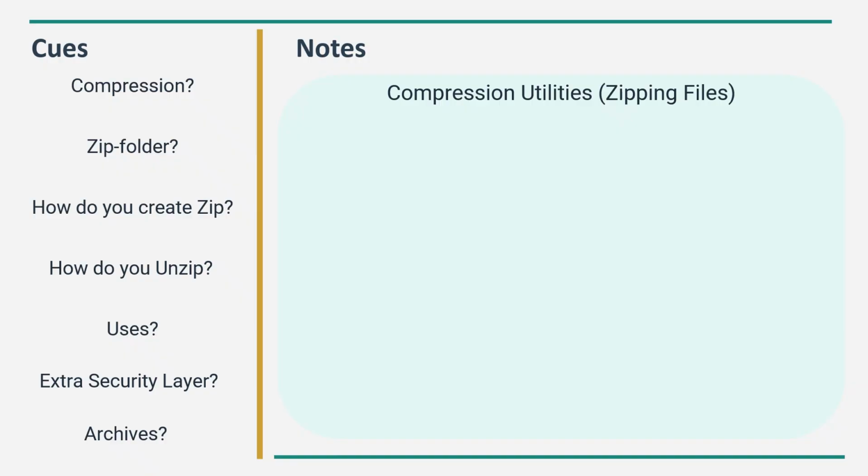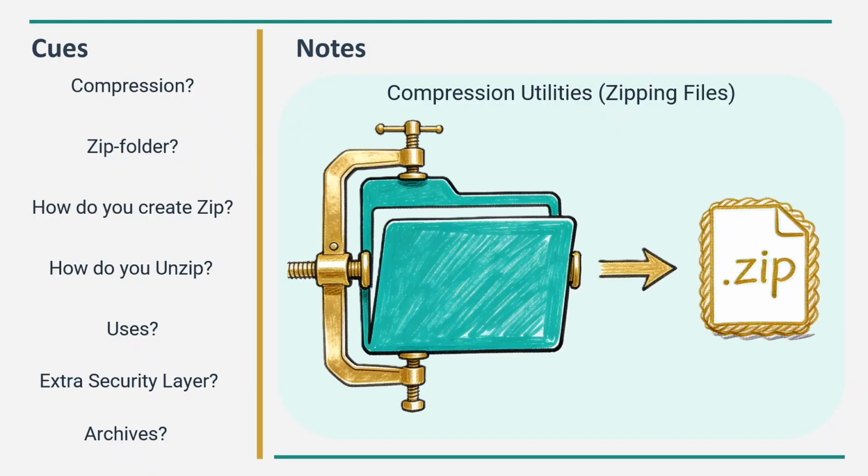Now, compression utilities are used to make files or folders smaller so they take up less storage space. When you zip a folder, the utility compresses the contents and often saves them as a .zip file. This is useful when your storage is limited or when you want to send a large group of files as a single, smaller email attachment. Compression can also be used as an extra security layer when you add a password to the zip file.